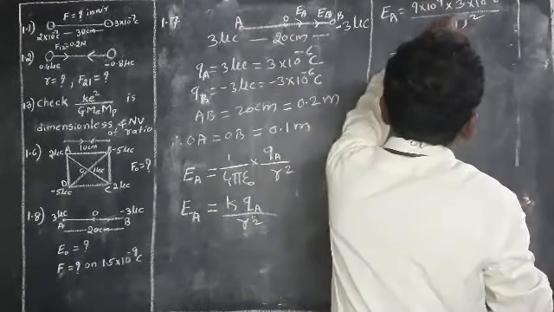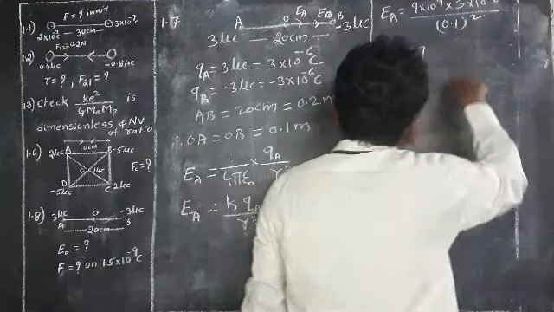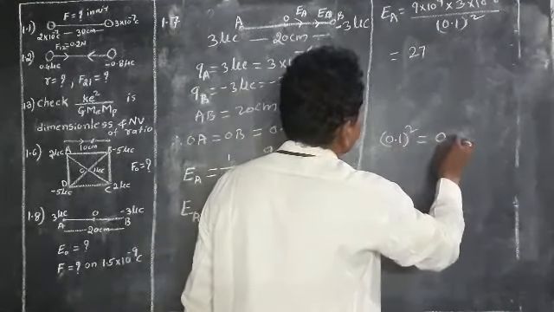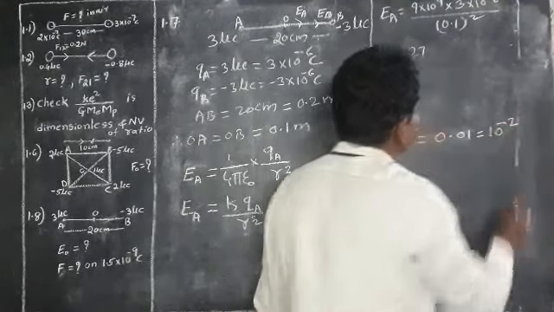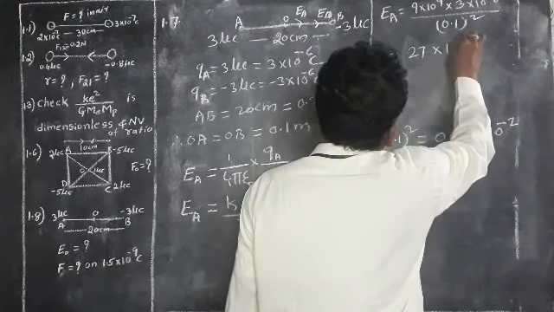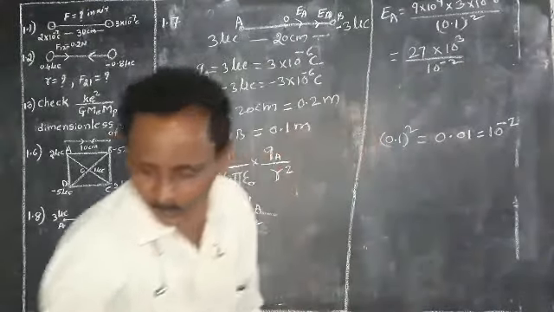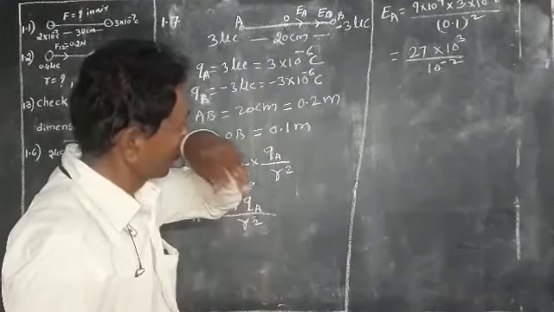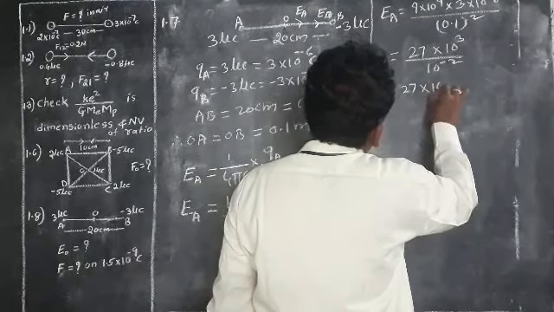That is equal to 9 3s are 27, into 27 divided by 0.1 square, and 0.1 square is equal to 0.01, and the 0.01 is also equal to 10 raised to minus 2. Here 10 raised to plus 9 minus 6 plus 3, divided by 10 raised to minus 2. It comes in the numerator, therefore it will be 10 raised to plus 2, that is equal to 27 into 10 raised to 5.